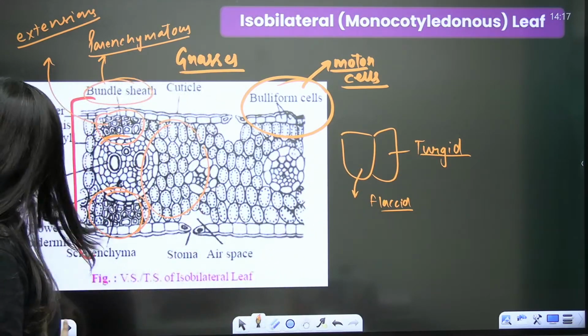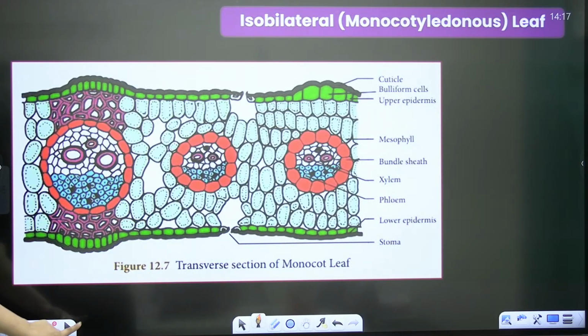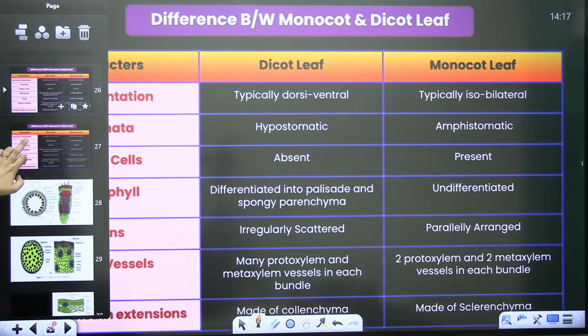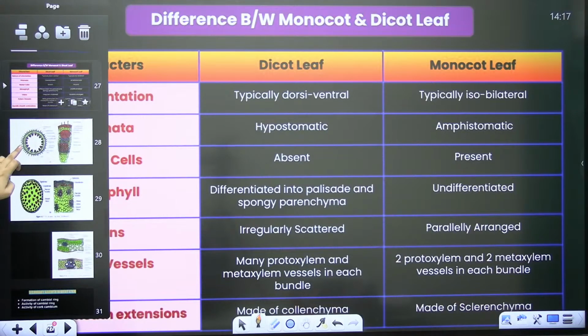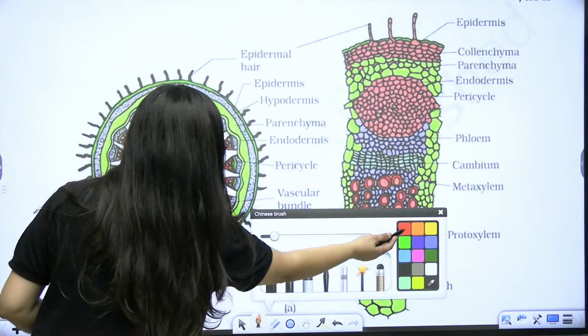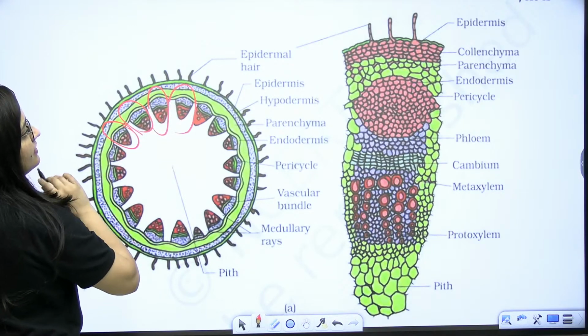That's all. And yes, mesophyll is not differentiated here. So this is the diagram from NCERT. Clear, bache? So here again you can see the comparison of a monocot and the dicot leaf as well. All the points are given here, and these are the diagrams from the NCERT. So I hope all your doubts are clear. Done, bache? Just look at this diagram, how the vascular bundles are arranged in the form of rings.